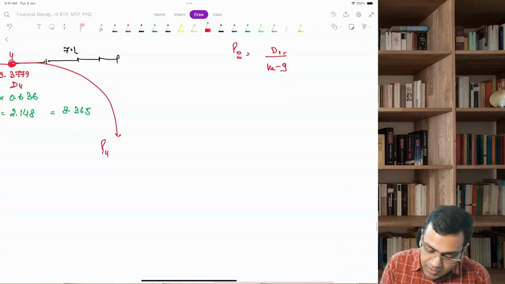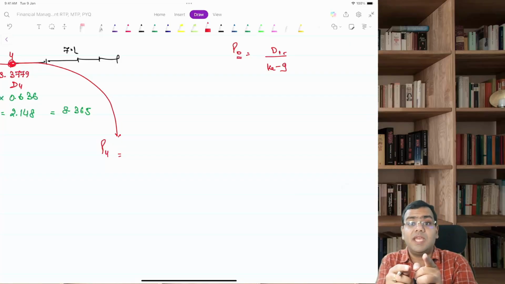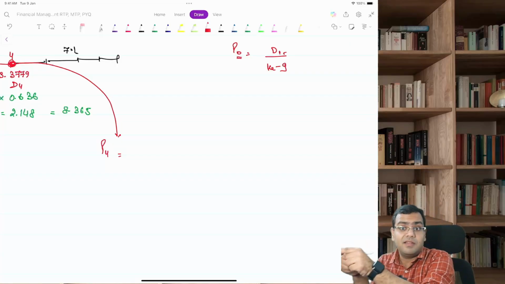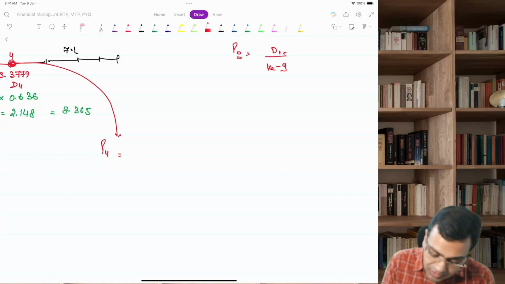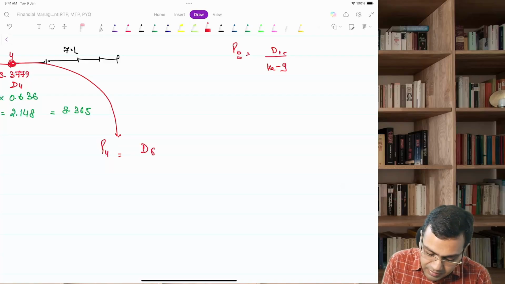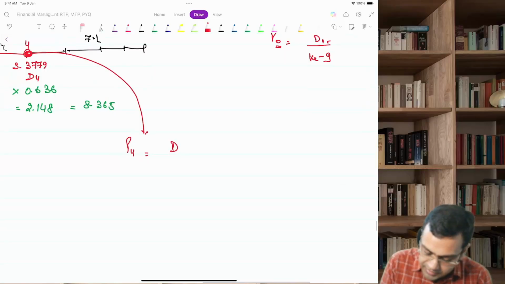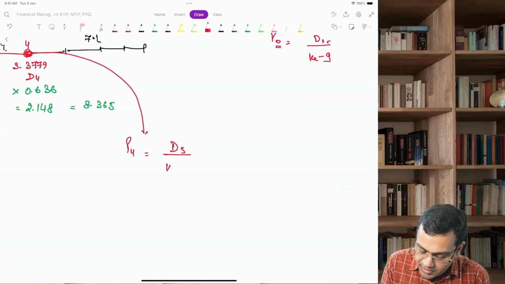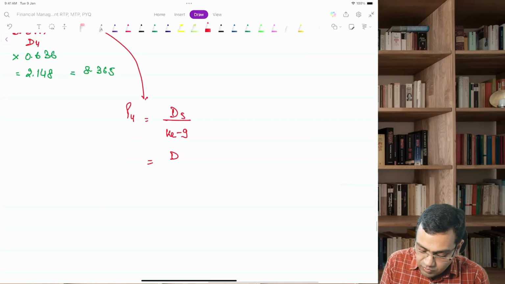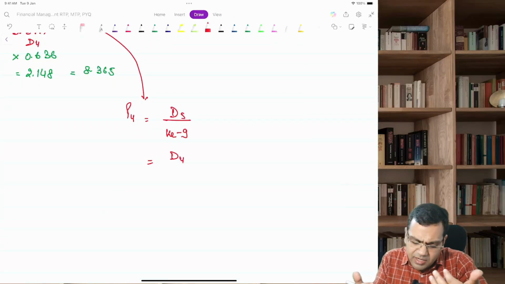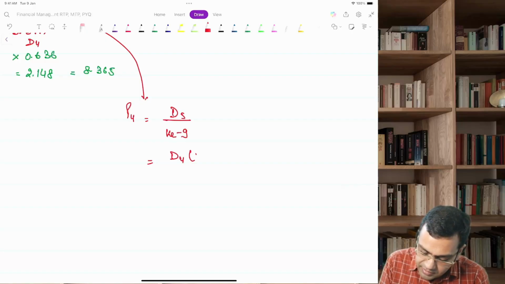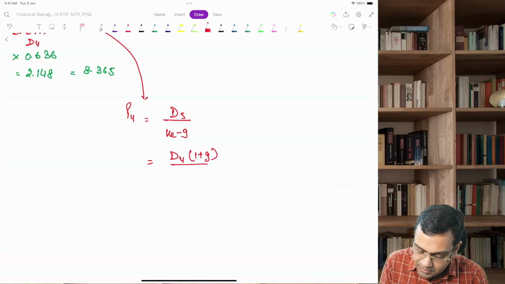So here, if you want to calculate P4, which dividend will you take? The dividend will be at the end of the year, that is D5. So the dividend we will take is D5, right? So we'll take D5 divided by KE minus G. Can I write D5 as D4? Because D5 I do not have, or I can write D4 into 1 plus growth rate, divided by KE minus G, right?